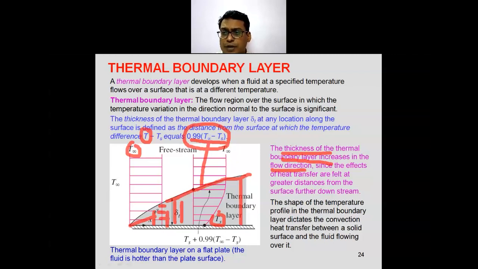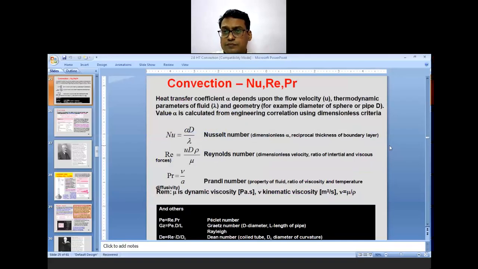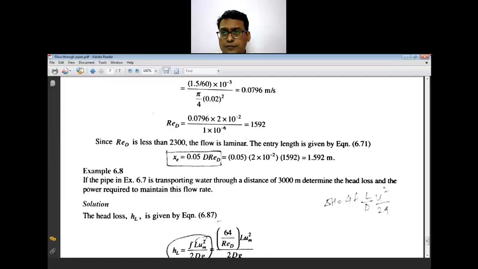So the shape of this temperature profile in the thermal boundary layer dictates the convection heat transfer between the solid surface and the fluid flowing over it. That is the convective heat transfer between the solid surface and the fluid flowing over it. So this is related to the thermal boundary layer. Now for this thermal boundary layer, we will also see a small correlation with that.